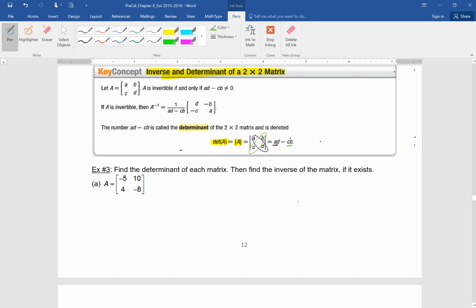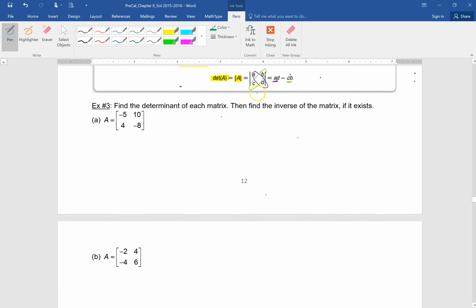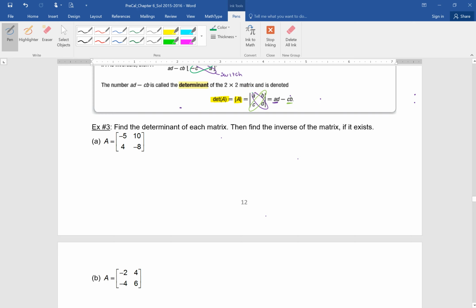Now, to find the inverse, the main diagonal switches places, and the other diagonal changes signs. It sounds so much more complicated than it is. It's super simple. I'm going to do one.